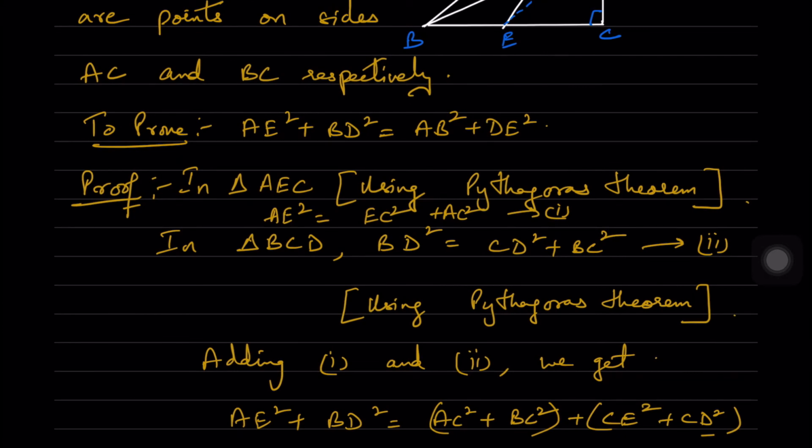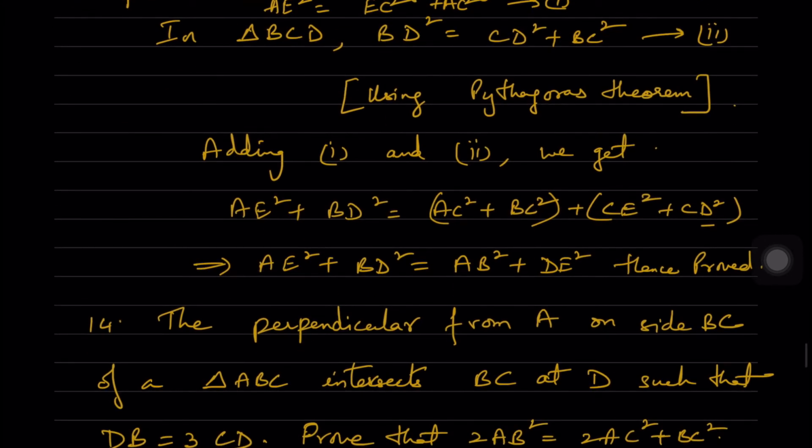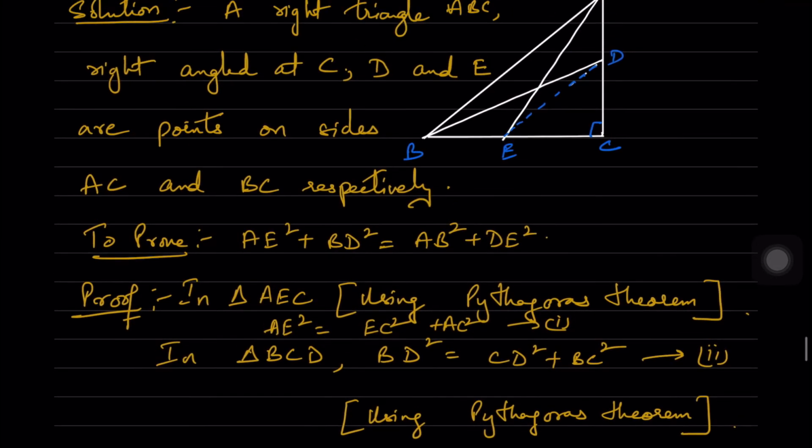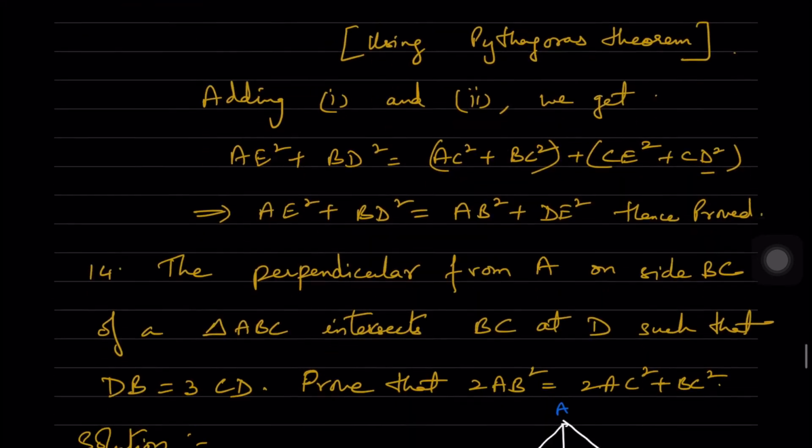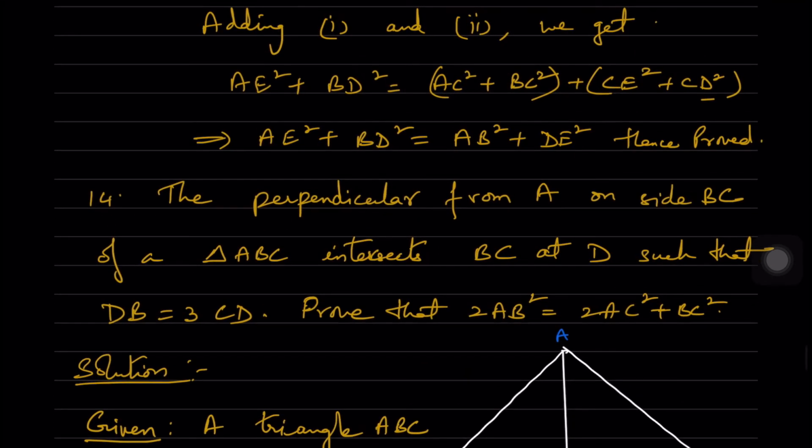Adding 1 and 2, we get AE square plus BD square is equal to AC square plus BC square plus CE square plus CD square. AC square plus BC square is nothing but AB square, and CE square plus CD square is nothing but DE square. So that is proved. That's why it's equal to AB square plus DE square.